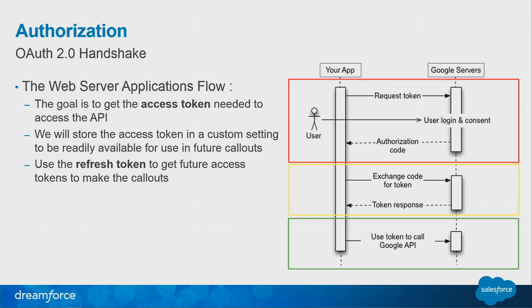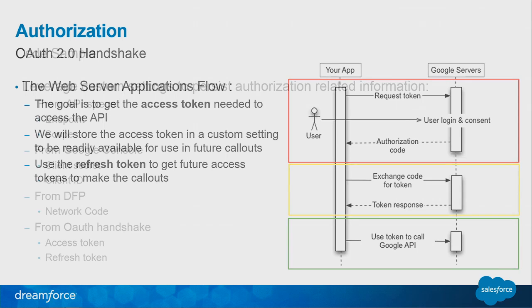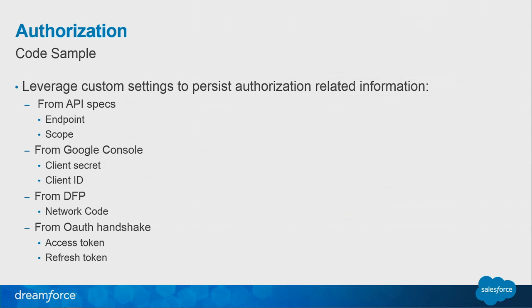So let me show you a little bit of what we need to gather around. There's a few places where we have different information. From the API specs itself, in this case Google DFP, we've got the endpoint and the scope. These specify basically what you want to get as far as data is concerned. In the case of Google, obviously, there's many APIs. In this case, you want the DFP information. There's a unique endpoint for that data, and the scope is a parameter that specifies what subset of that you may or may not want.